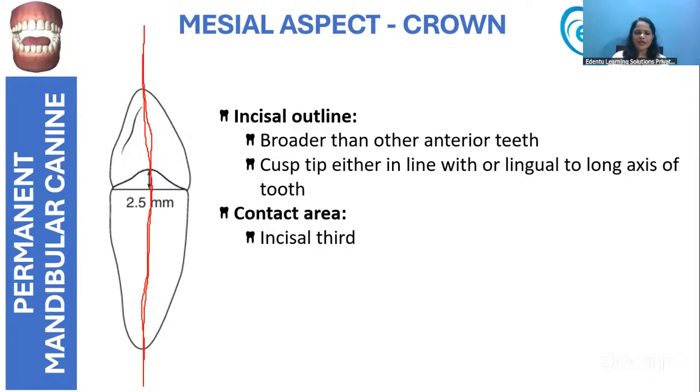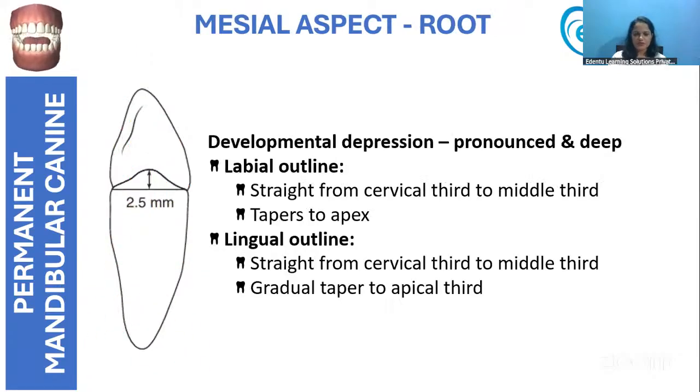Okay, and the contact area is usually seen in the incisal third. In the incisal third only, the contact area will be seen for the mandibular canine from the mesial aspect. And we had already described the wedge shape or the triangle shape. And like I had already mentioned, there will be a developmental depression which will be very deep from the mesial aspect when compared to the distal aspect.